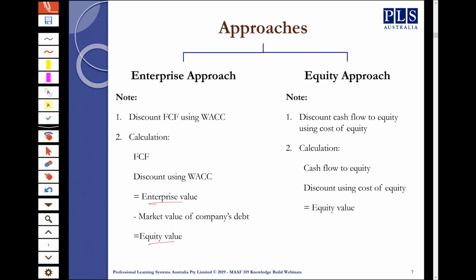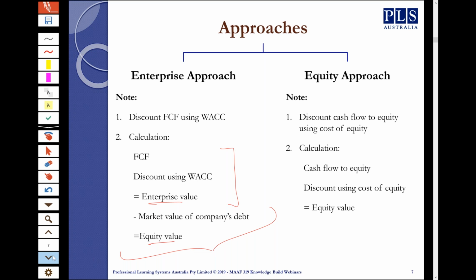So note the ease. If they've just asked you for enterprise, you'll work your way through the worksheet, which I'll show you in a moment, discount it, get your enterprise. If they've asked for enterprise and equity, once you've got the enterprise, take away the debt, that will give you your equity. The other approach is to do equity directly, where you discount cash flows to equity using cost of equity. So you pick up your cash flows to equity, discount using your cost of equity to arrive at an equity value. Cash flow to equity, however, from an exam perspective, isn't as easy to interpret.